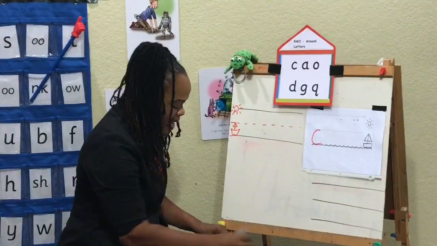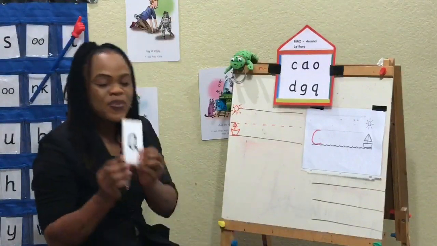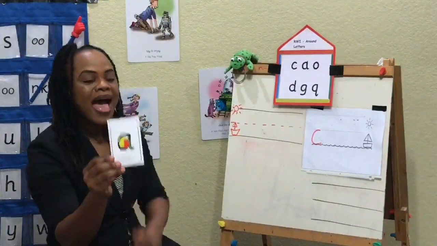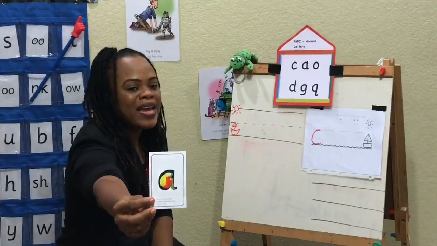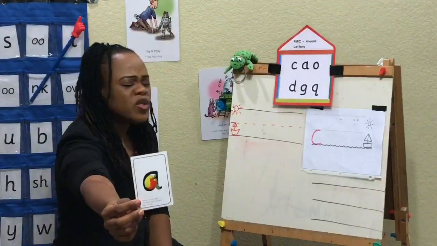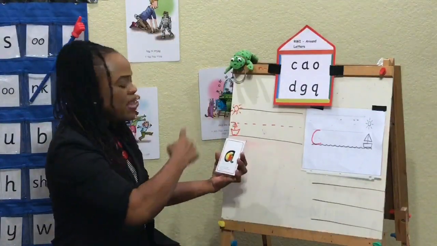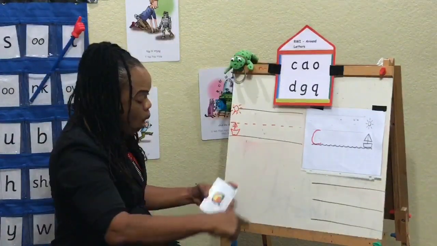And the next is "a." Make the sound "a." Again, "a." And I'm showing you this side. You see it with an apple. How do we write it? We write it by saying around the apple, down the leaf.